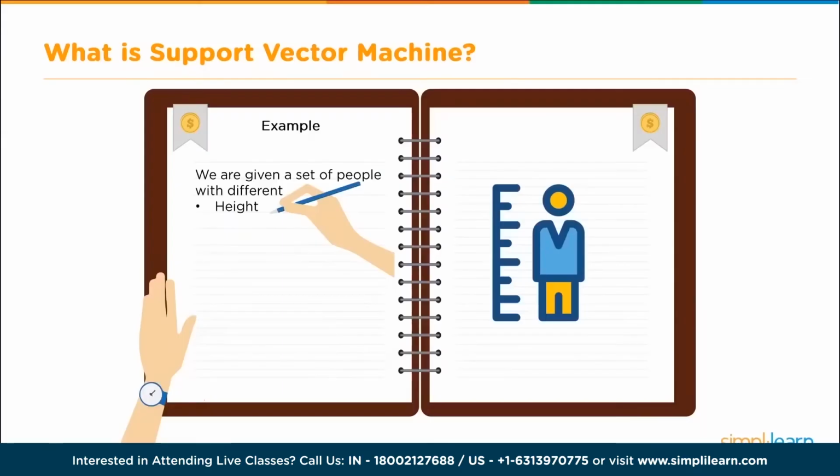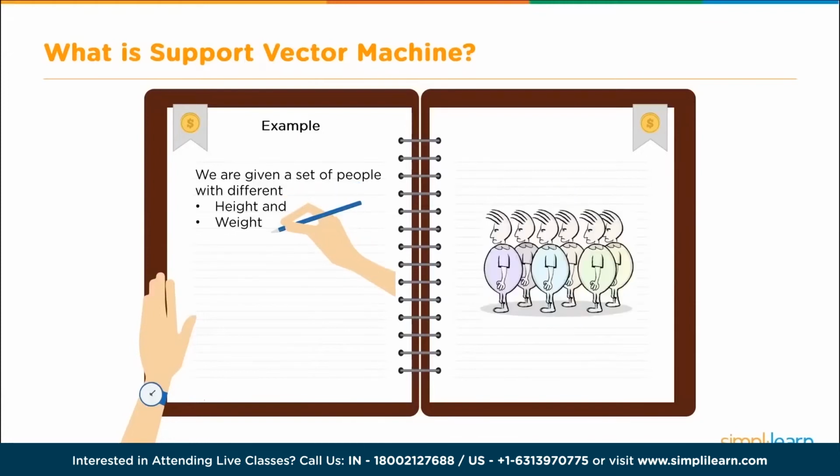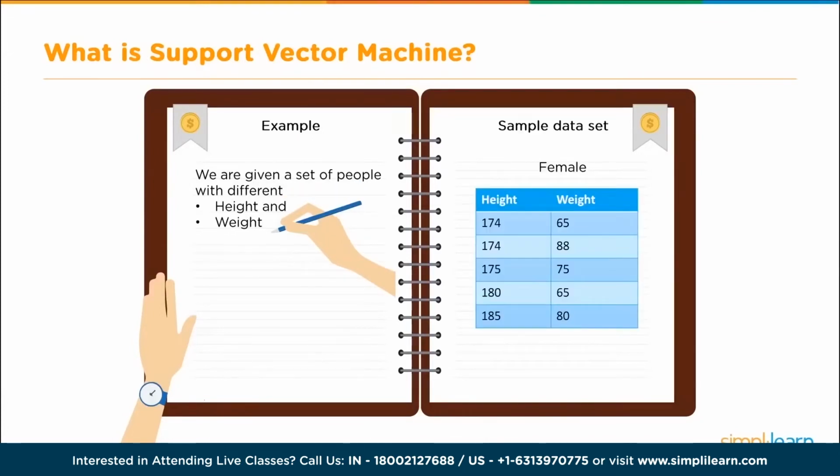We're going to be classifying men and women. We're going to start with a set of people with different heights and different weights. To make this work, we'll have a sample data set of female, where we have their height and weight, 174, 65, 174, 88, and so on. And we'll need a sample data set of the male. They have heights and weights of 179, 90, 180, 80, and so on.